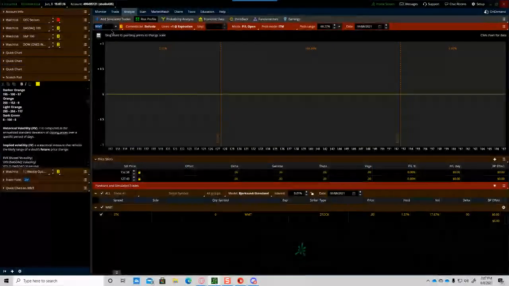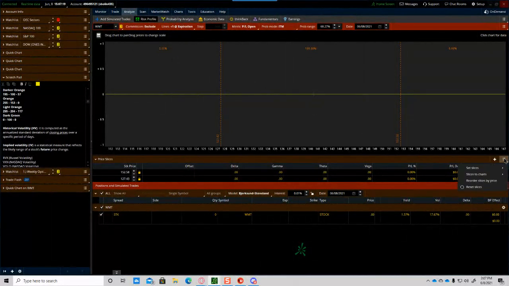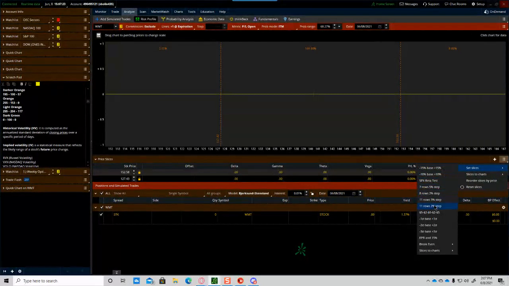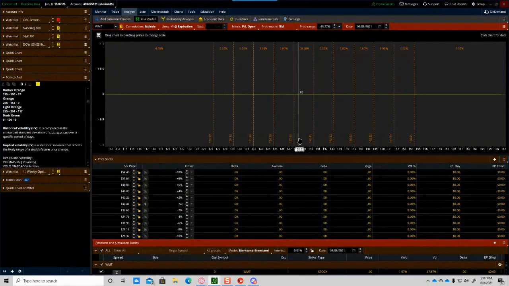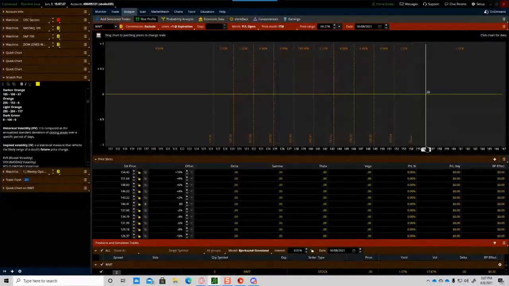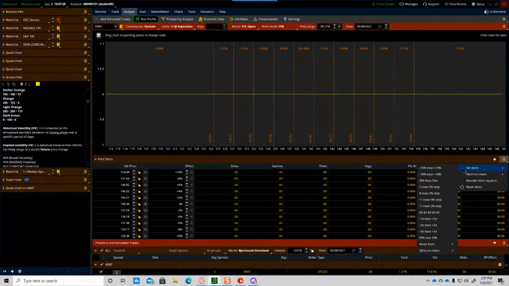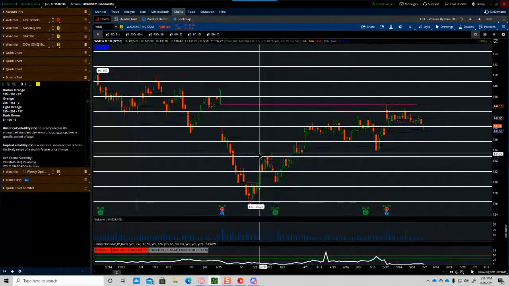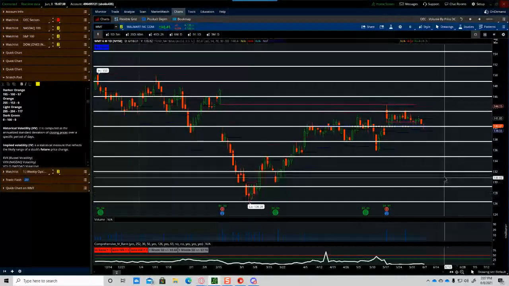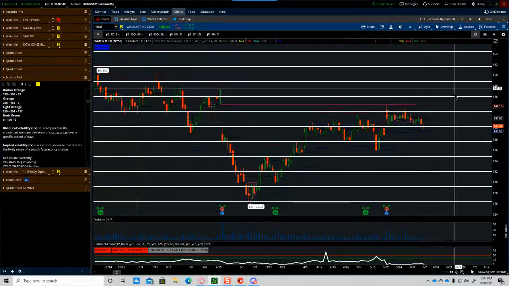So if I'm on Walmart and I don't have a trade and I just want price slices at 2%, here's 11 rows of price set 2% apart. And I can set those to the chart. And now I've taken Walmart and I've broken it down into 2% moves from its current location, higher and lower.